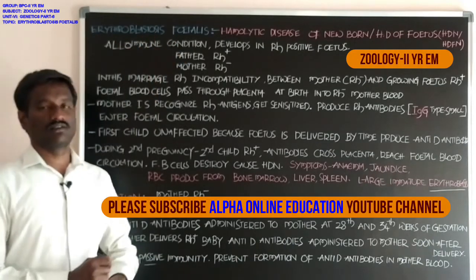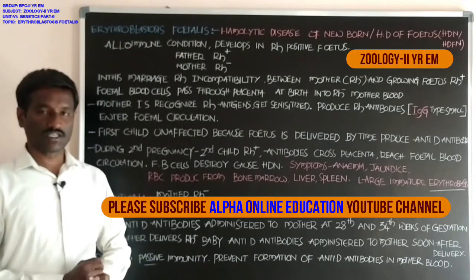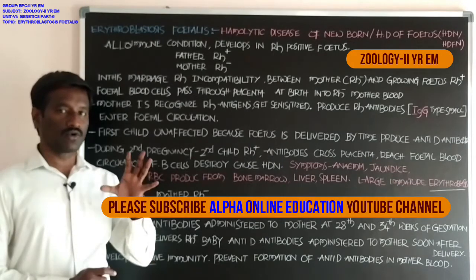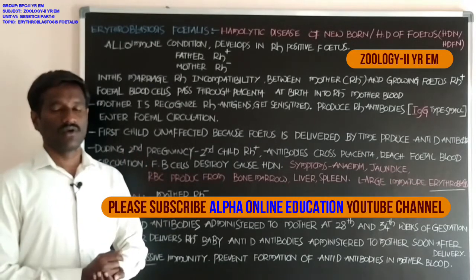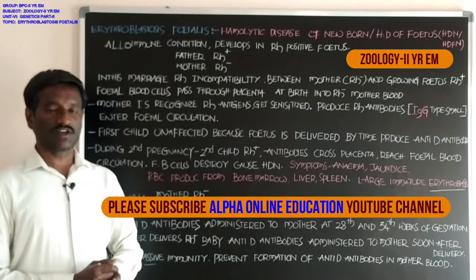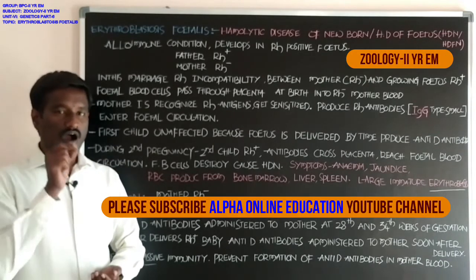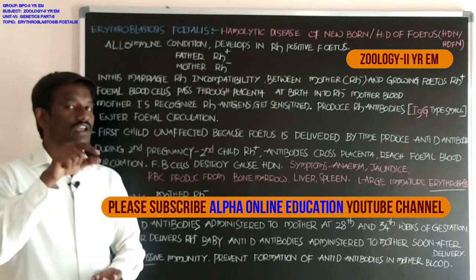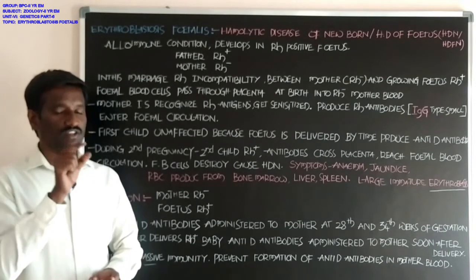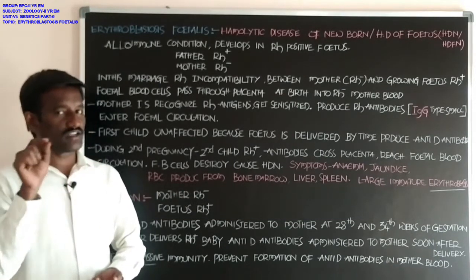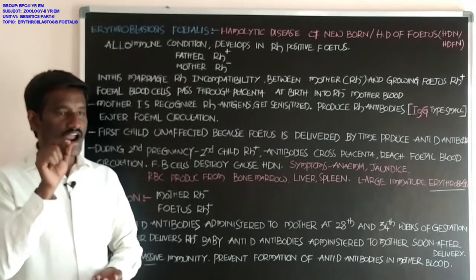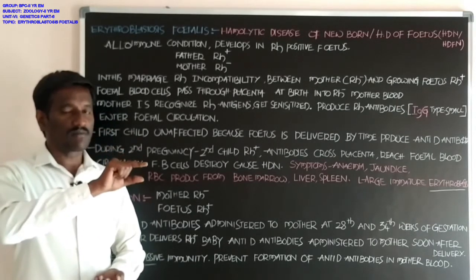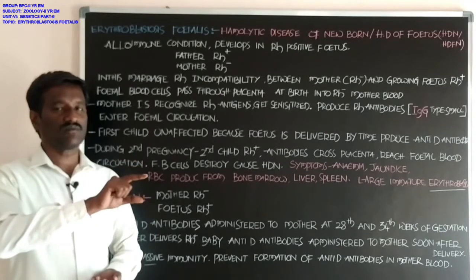Erythroblastosis foetalis. Already you know about the Rh antigen. The Rh antigen is another antigen along with antigen A and antigen B. The Rh antigen is present on the plasma membrane of RBC.